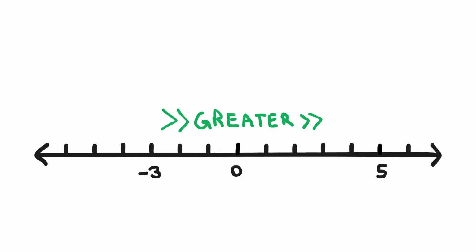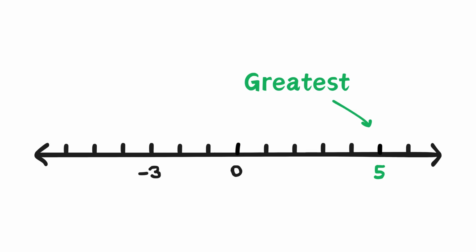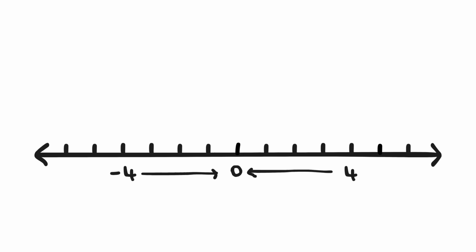Numbers further to the right are larger than numbers to their left, so out of -3, 0, and 5, 5 would be the greatest, and -3 would be the least. Looking at this example, which is further from 0, -4 or 4? Well, this was a trick question. They are actually the same distance from 0.